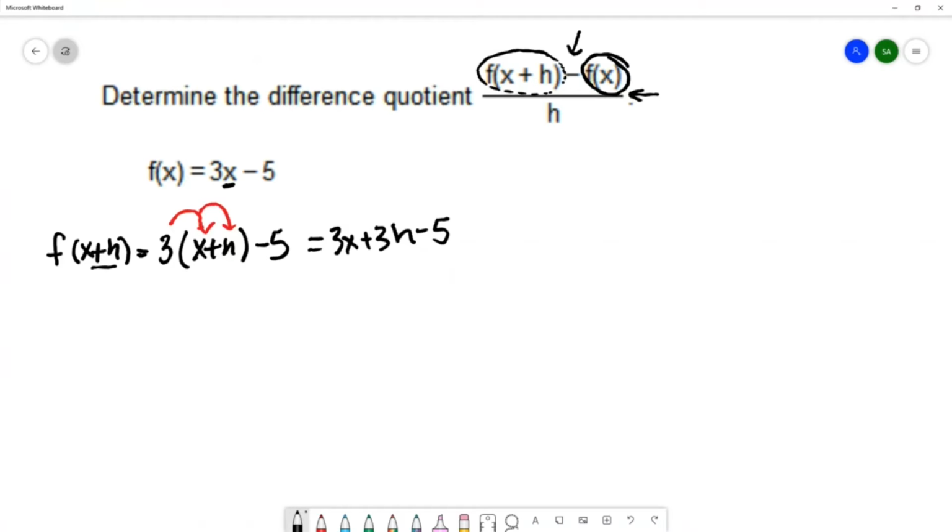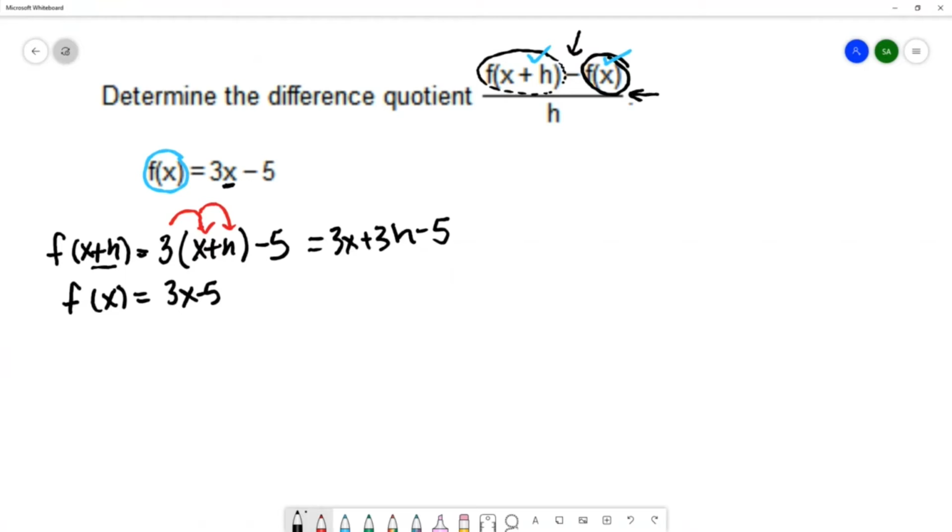And none of those terms are like terms, so we're going to leave this as simple as possible, which is what we have, 3x plus 3h minus 5. So that's this part here that we've just figured out. Then we've got f of x. Now f of x is what was given to us as our function, so there's not really any calculation needed. We just need to recognize that f of x is 3x minus 5.